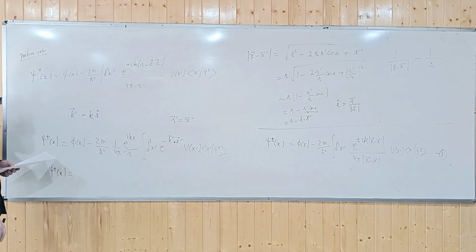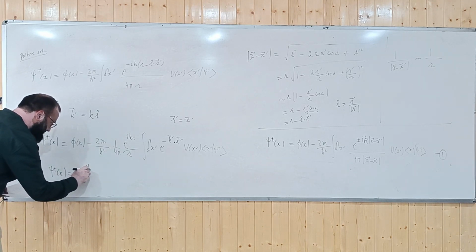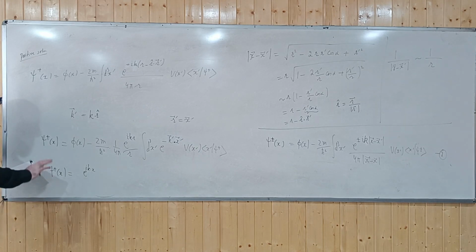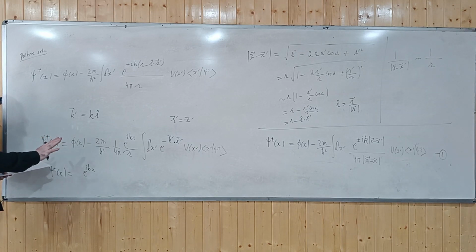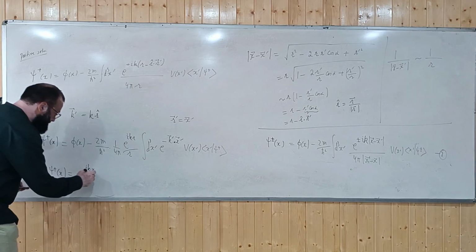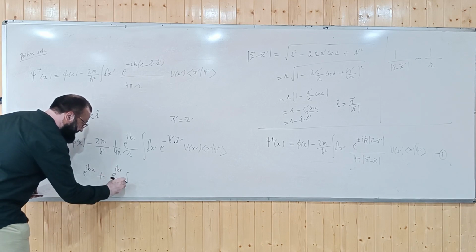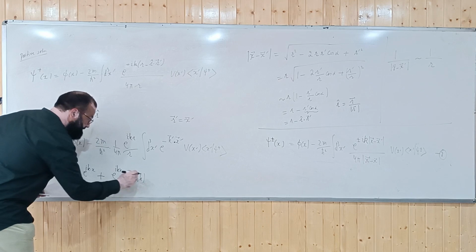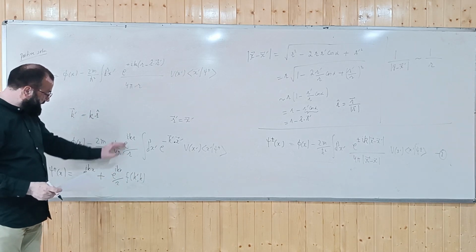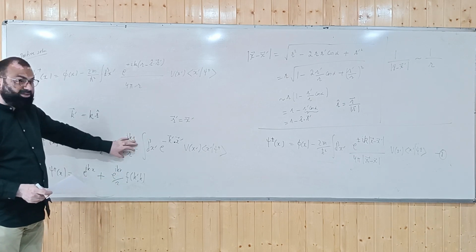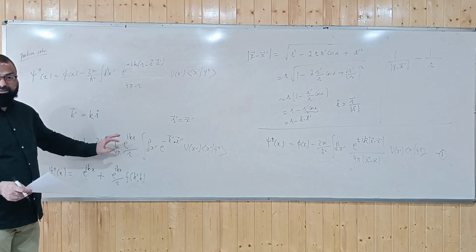So what is phi of x? e raised to i k x. Let's forget about the normalization constant, that's 1 divided by 2 pi h cross cube, for the time being, because it's ultimately a plane wave and you don't need to do the normalization. So I'll put it as plus e raised to i k r by r and some f of k prime k, and this will actually represent the amplitude of this very wave. You got my point?